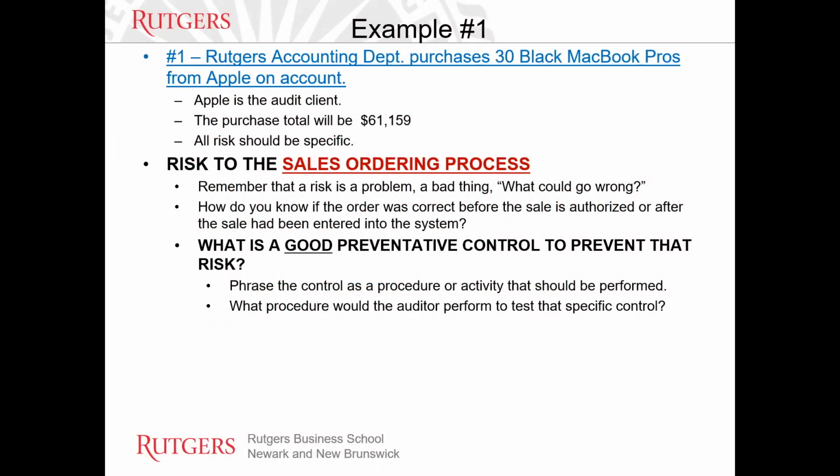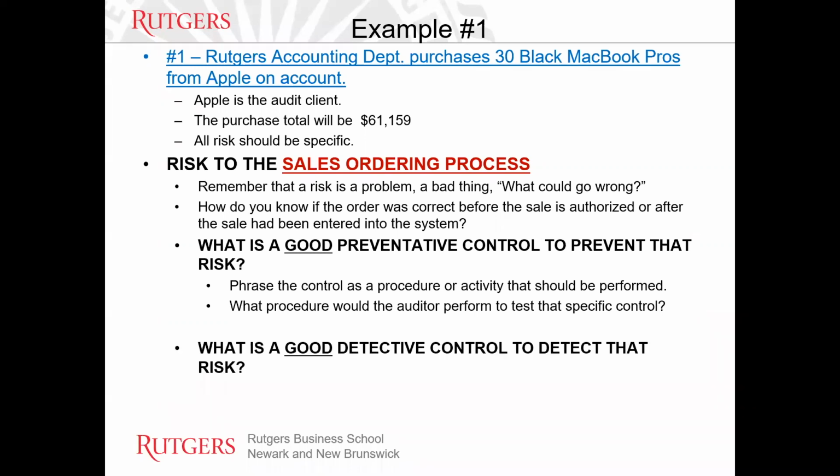Very good. So let's come up with a detective control. Let's come up with a detective control that would detect if the sales associate recorded the wrong item on the sales order. What control could detect if someone made that specific mistake? If after the sales order was inputted, the company or an employee sent a confirmation email to the customer and asked them specifically, was this the item that you ordered?